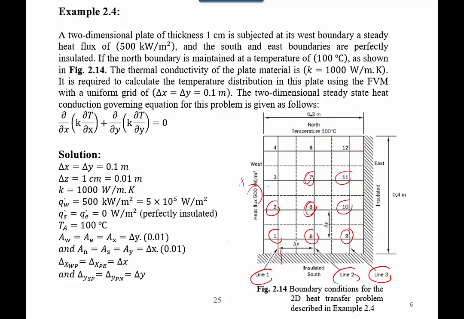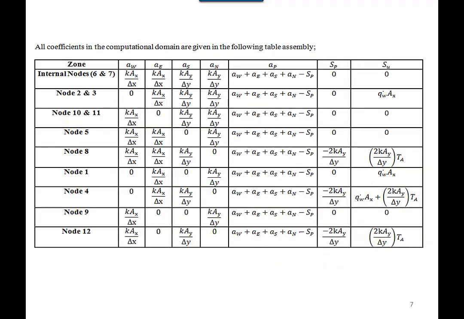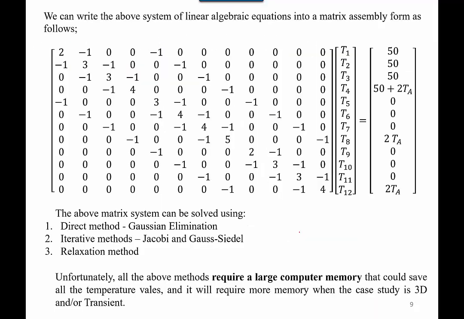So therefore, as we said, we have to divide the big matrix into 3 sub-matrices according to line number 1, line number 2 and line number 3. So matrix number 1 will take the variables T1 up to T4.